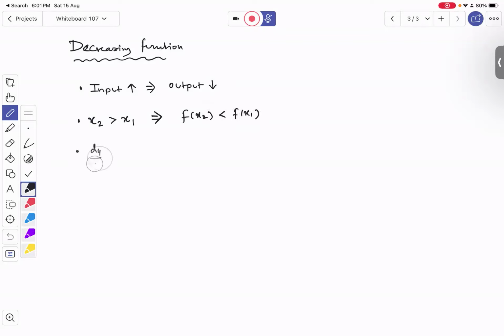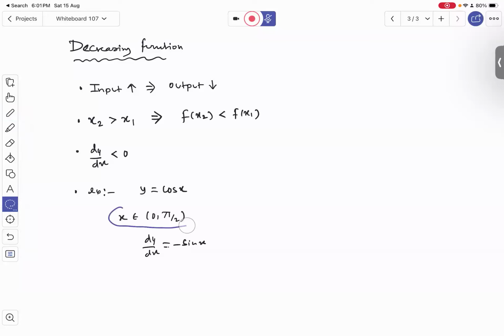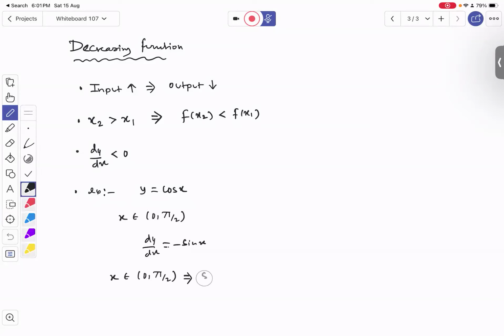So dy by dx of such a function, which is decreasing in an interval, will be negative. So check out the example of y equals cos x. If I consider x belonging to 0 comma pi by 2, what is the dy by dx it has? Minus sin x, no? And if x lies in this region, what is sin x? Positive. Sin x is positive. So what will minus sin x be? Negative. And minus sin x is also dy by dx. So dy by dx is negative.